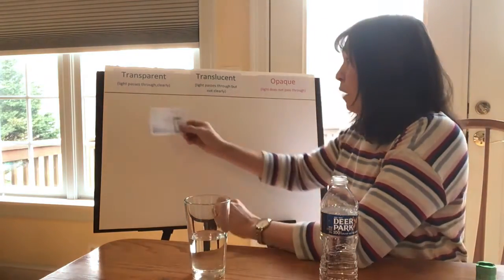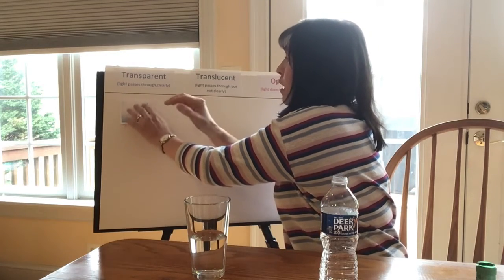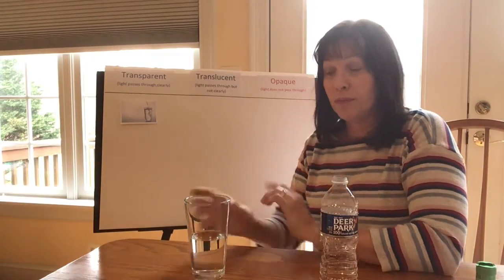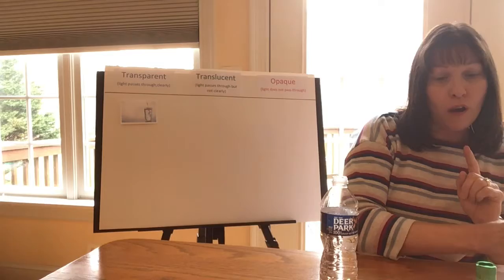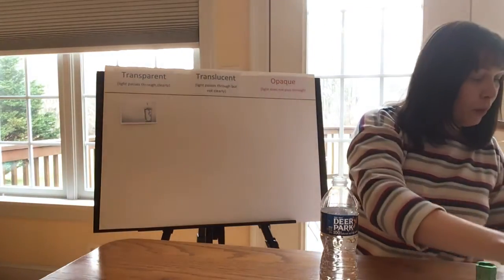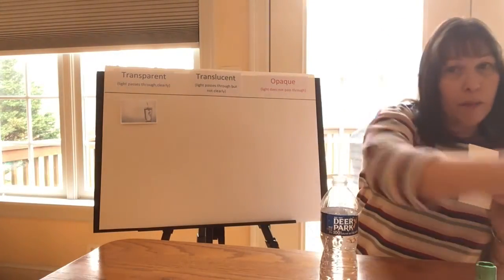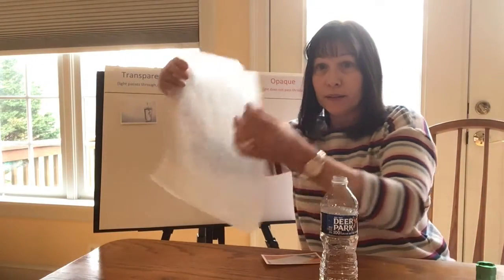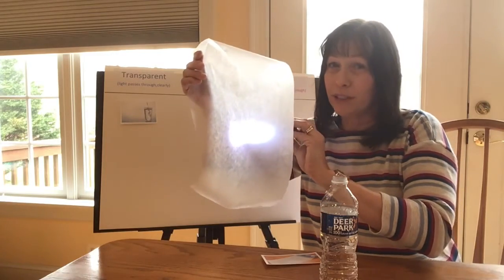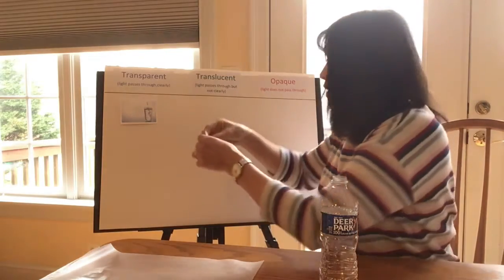And I have a little graph here. It's called a bar graph. It's something we do in math too. I'm going to put it under transparent, my picture of a glass of water. So that's one item. Remember we talked about the wax paper? Wax paper is called translucent. Remember, you can see through it and light passes through it, but not clearly. That's important to know. So that goes in the middle here.